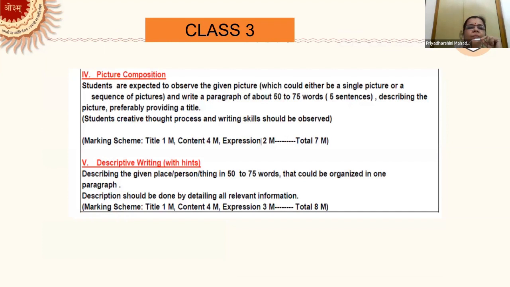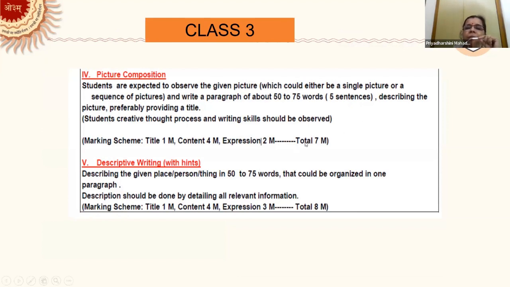So now class 3, picture composition. Here students are expected to observe the picture. It can be a single picture or you can give a sequence of pictures also. You can ask them to write a paragraph of about 50 to 75 words, at least 5 sentences. They have to describe the picture, and you also tell them to give a title for it.